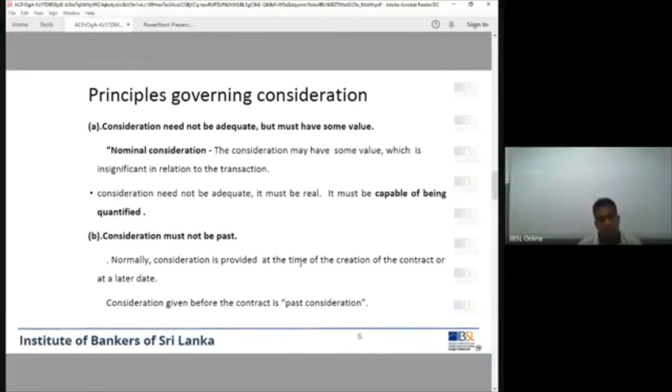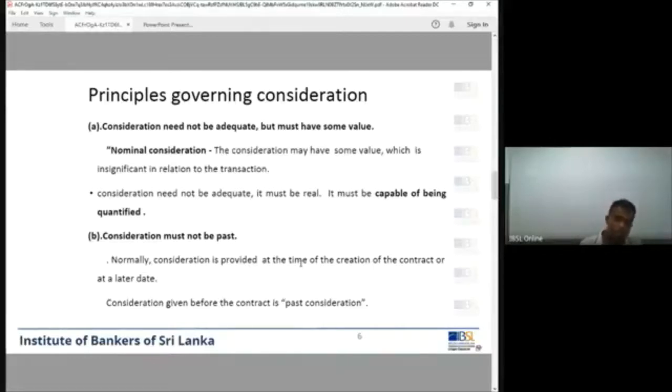Now I will give an example, then you will understand, right? You want to purchase a land. When you are purchasing a land, what do you do? The seller and the buyer go to a lawyer, you sign the transfer deed, and after signing the deed, you pay the consideration. You pay the value of the land after signing the deed. At the time of signing or later, you give the consideration. That is the proper way to give the consideration.